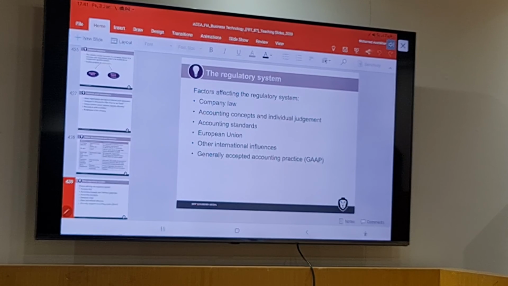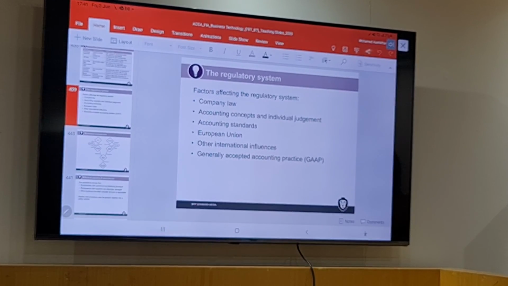Regulatory system. Factors affecting a regulatory system: company law, accounting concepts and individual judgment. Accounting standards, European Union, other international influences, and finally GAAP. GAAP is actually the accounting standard in the US.